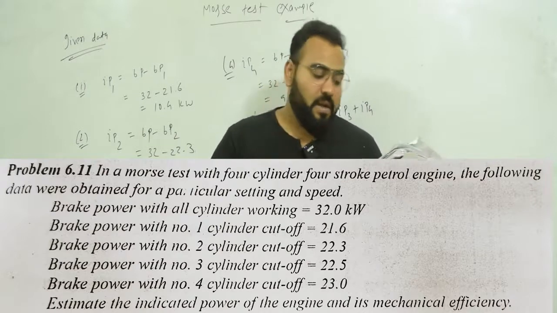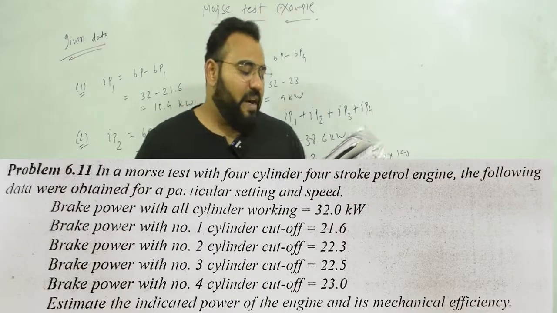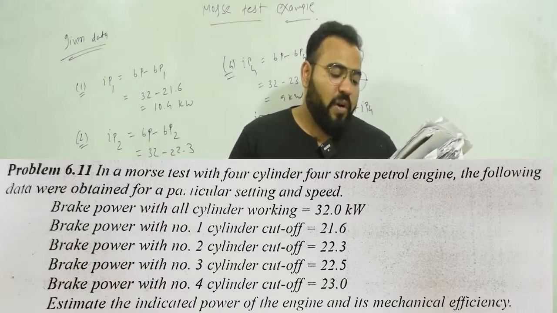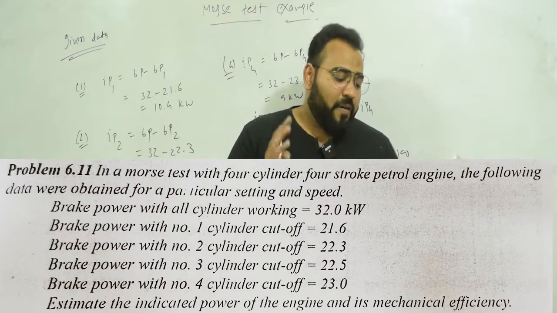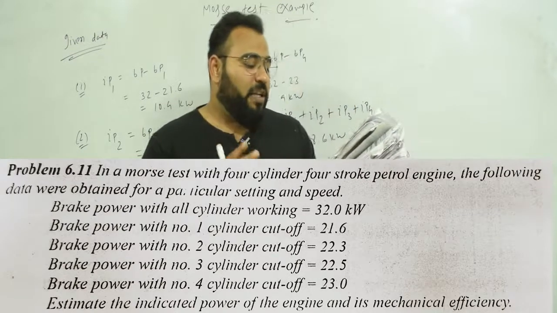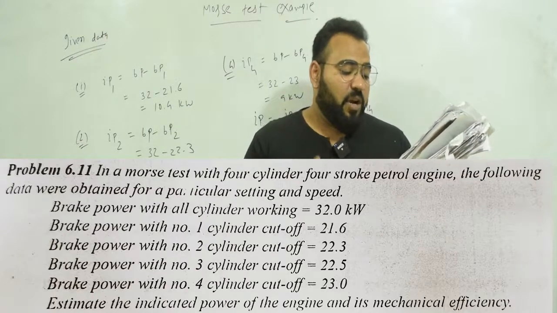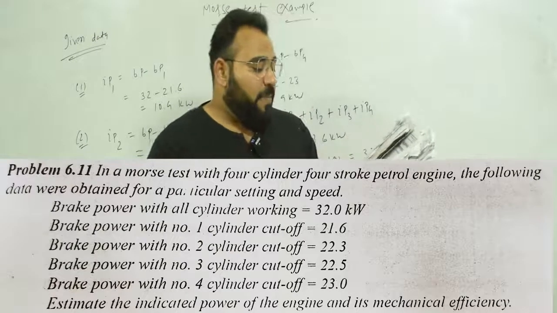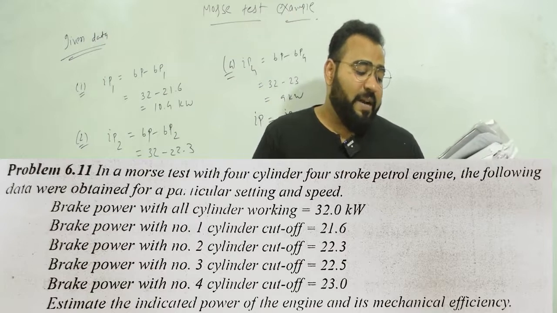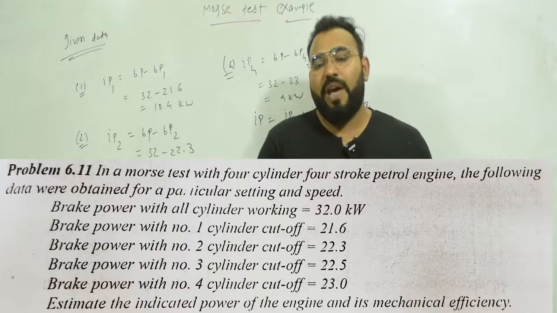The statement is: in a Morse test on a 4-cylinder 4-stroke petrol engine, the following data were obtained for a particular setting and speed. Brake power with all cylinders working 32 kilowatt, brake power with 1-cylinder cut off 21.6 kilowatt, brake power with 2-cylinder cut off 22.3 kilowatt, brake power with 3-cylinder cut off 22.5 kilowatt, brake power with 4-cylinder cut off 23 kilowatt. Estimate the indicated power of the engine. That means you have to find the IP and its mechanical efficiency, ηmech.